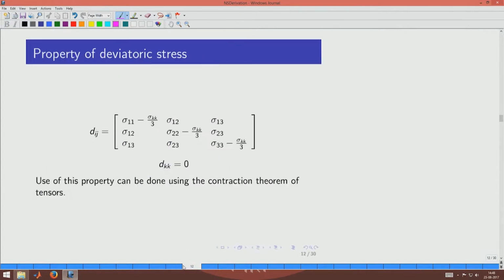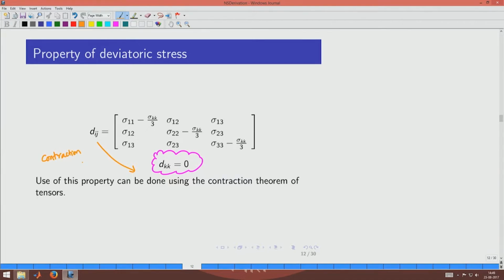Now there is some property of the deviatoric stress. You could see that the trace is 0. So you could sum up the diagonal terms and you get a 0. Now this is going to be very useful, because later on when we are doing some derivation, we can actually see that this can be put to use. Now when Dij is specified in any manner and you are asking what is dkk, what you are actually doing is repeating the subscript. So from here to here you are going through a process in tensors that is called contraction.